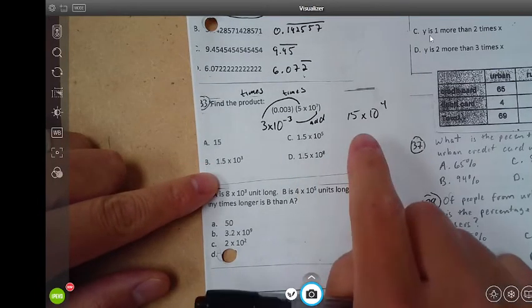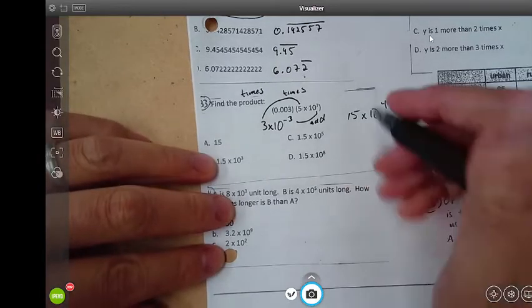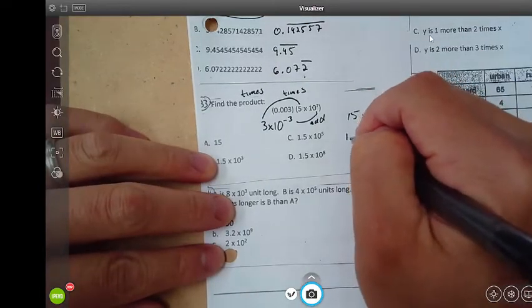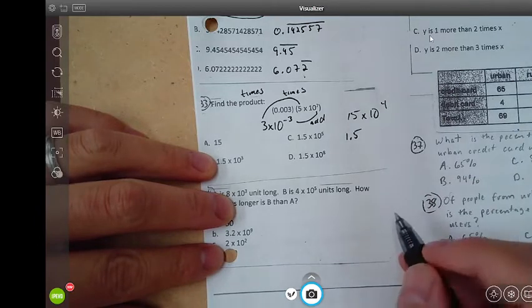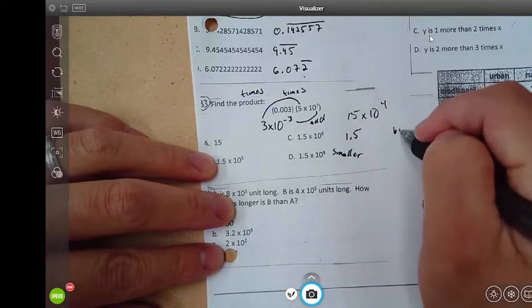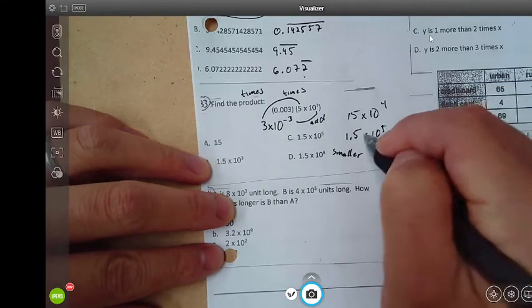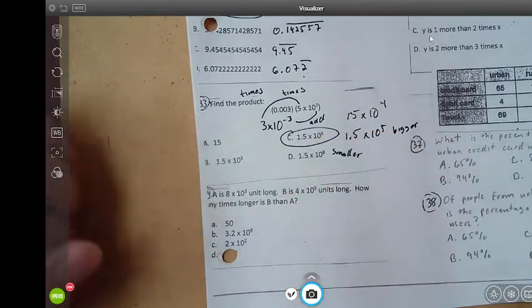We're going to rewrite this in scientific notation. Okay, the 15 is bigger than 10, so I'm going to put the decimal between the 1 and the 5. So 15 becomes a 1.5. It became smaller, so the exponent has to get bigger. Okay, times 10 to the 5th. 1.5 times 10 to the 5th, that's option C.